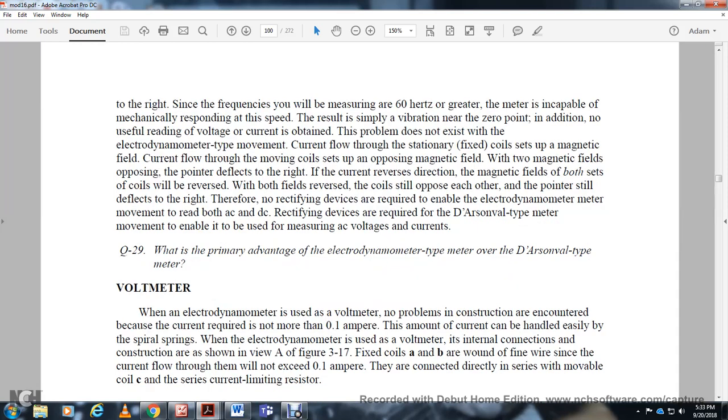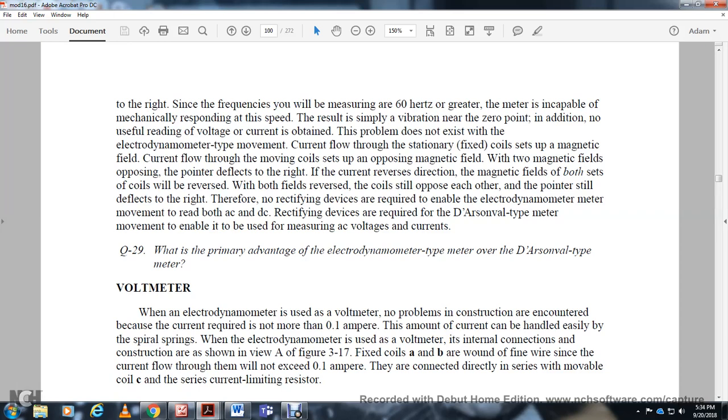Your voltmeter. The electrodynamic voltmeter is no problem to construct, since the coupling current required is no more than 1/10 of an amp. The electrodynamamic dynamometer is used as a voltmeter with the internal connection shown in figure 317, with the fixed coils A and B wound with fine wire, since the current flow through them is small.